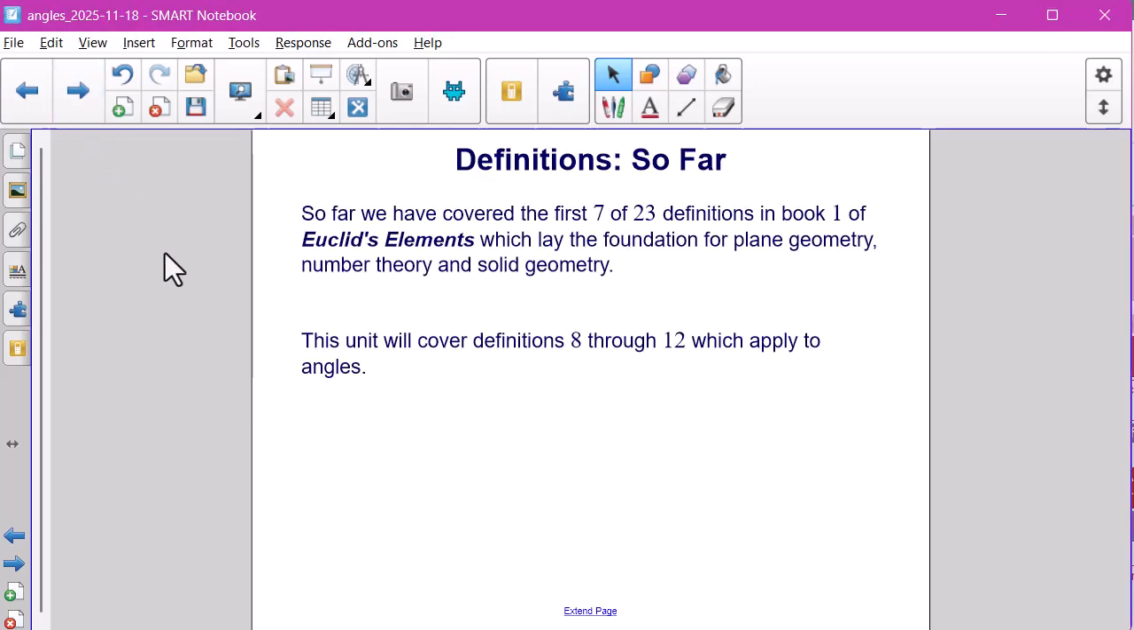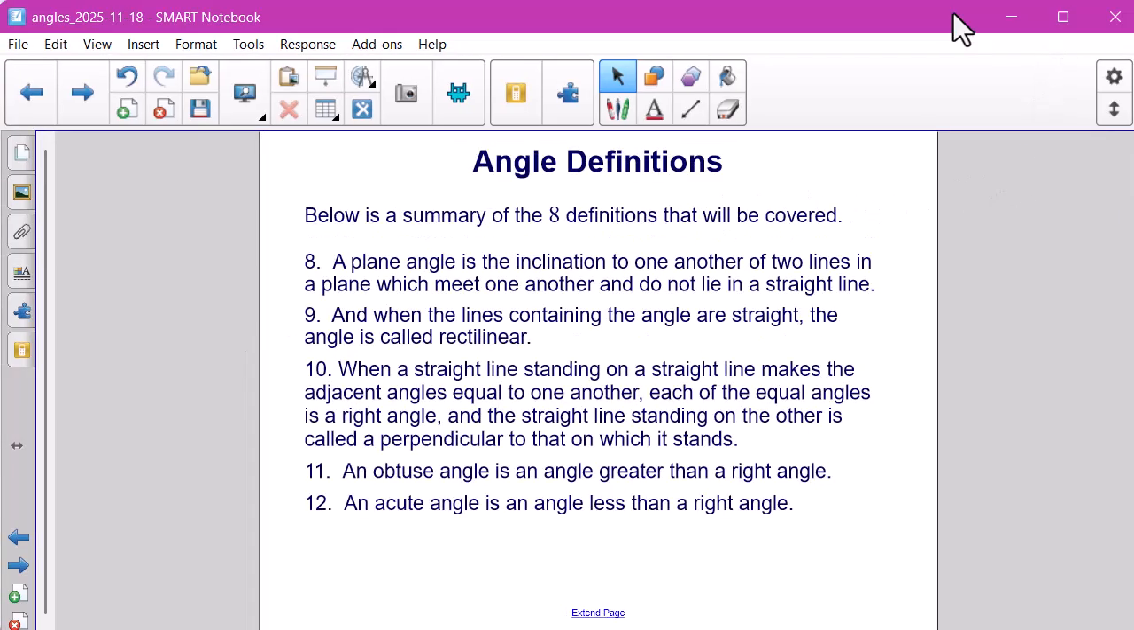Angles. So far, we have covered the first 7 of 23 definitions in Book 1 of Euclid's Elements, which lay the foundation for plane geometry, number theory, and solid geometry. This unit will cover definitions 8 through 12, which apply to angles. Below is a summary of the 8 definitions that will be covered.